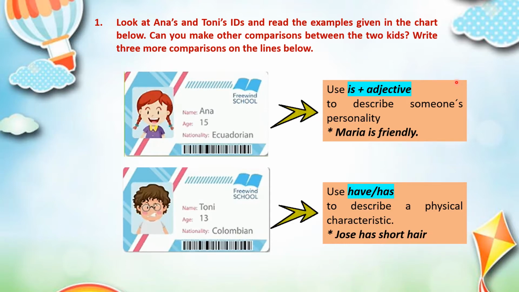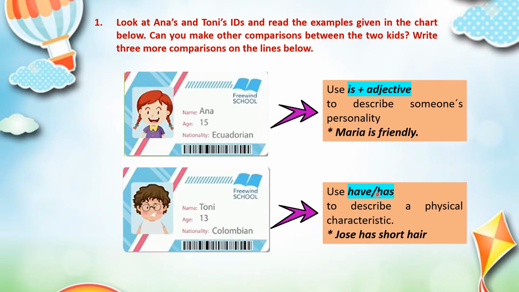Okay, the first one, the use of this one is to describe someone's personality. For example, friendly means amistoso. María is friendly. María es amistosa. María is happy. María es feliz. María is sad. María está triste. Okay, so we're going to describe the personality with the verb to be.